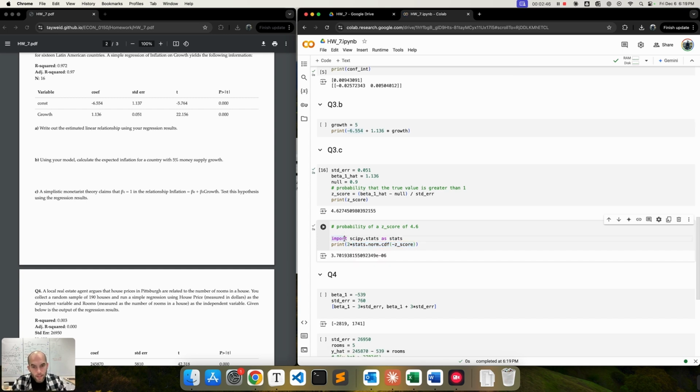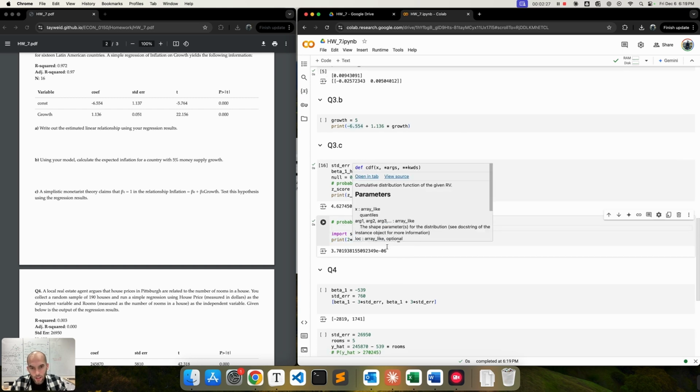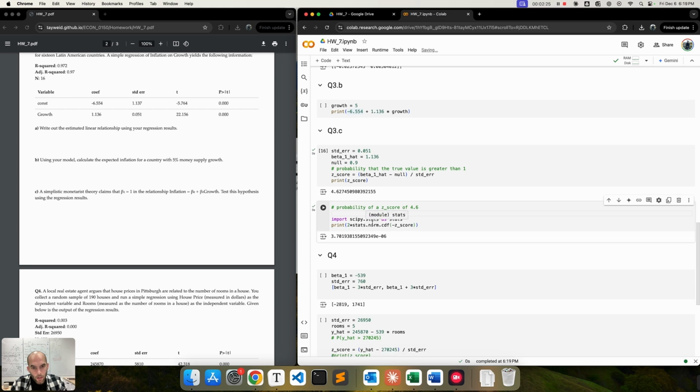So when we run this, we get an incredibly small number. This is 3.7, but it's in scientific notation, so we move the decimal place 6 times. This is just an incredibly small number. The number you get in the homework is not this small, so just be careful with that. But this is a very small number, so we can confidently reject that these are the same.